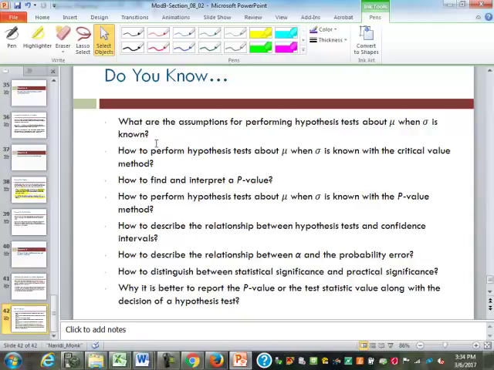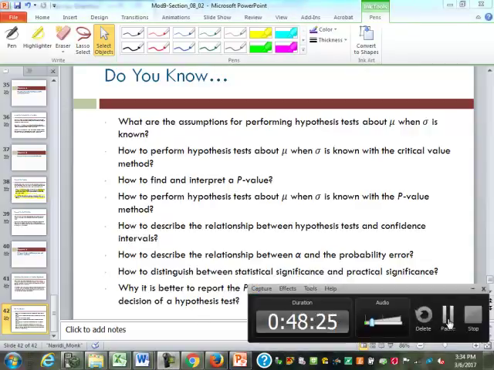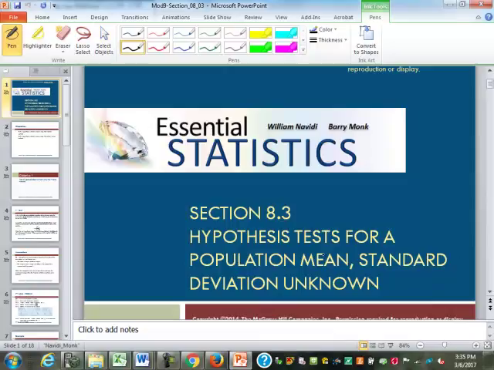But we have now that general knowledge of hypothesis testing, and our next step is going to be to look at hypothesis testing for the population mean if we do not know the population standard deviation. So I'm going to pause here and pull up the next. So as promised, this is when the population standard deviation is not known.